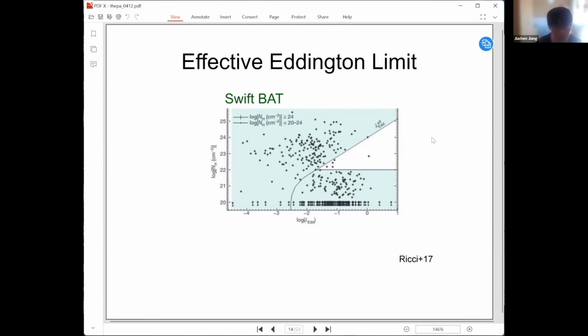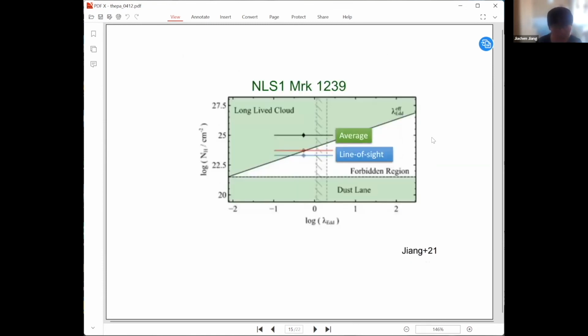So when the source is on the right side of the curve, a radiation pressure-driven outflow would form. Each of the points here is one AGN from the Swift BAT survey. You can see that most sources tend to avoid this region. So let's zoom in and see where Mrk 1239 is. The black cross shows the average column density of the torus in Mrk 1239. This is estimated mainly from the modeling of the reflection from the torus. It's pretty high, consistent between two observations. The red and blue crosses are the line-of-sight column densities, which change a bit from 2 times 10^23 to 6 times 10^23.